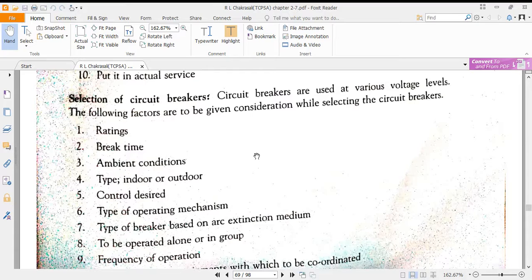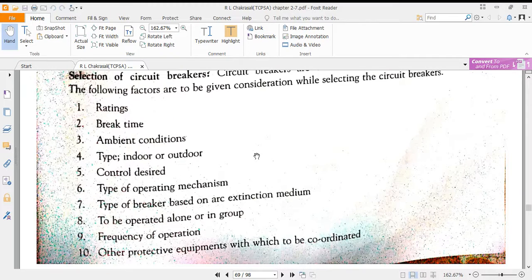Already we have seen what are the factors to be considered for selecting a circuit breaker. Circuit breakers are generally used at various voltage levels. These are the factors we must consider while selecting a circuit breaker. Rating, breaking time, what is the breaking time you require, ambient conditions, whether it is being used in warm conditions or cold conditions, type, indoor or outdoor.